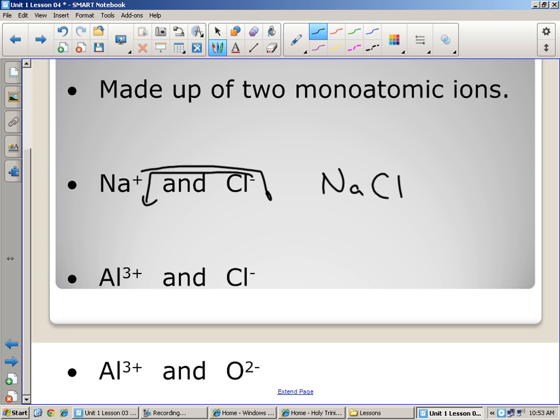All right. This, of course, is made up of sodium ions. We call the sodium ion sodium, of course. And it's made up of chlorine atoms with a charge, so therefore we have to drop the ending. Chlorine becomes chloride. All right. Sodium chloride.